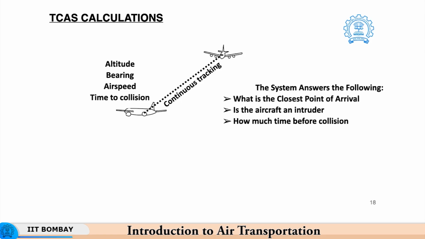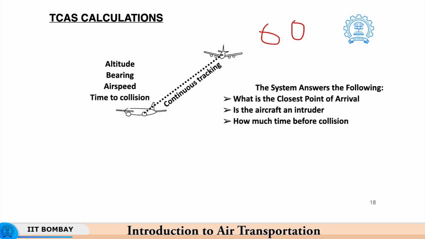following three questions. Basically, what is the closest point of arrival? When we talk about the closest point of arrival, what the system tries to see is what would be the minimum distance and at what position would the distance be minimum between the two aircraft.